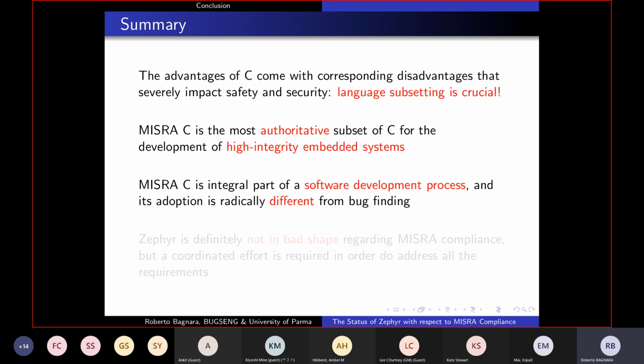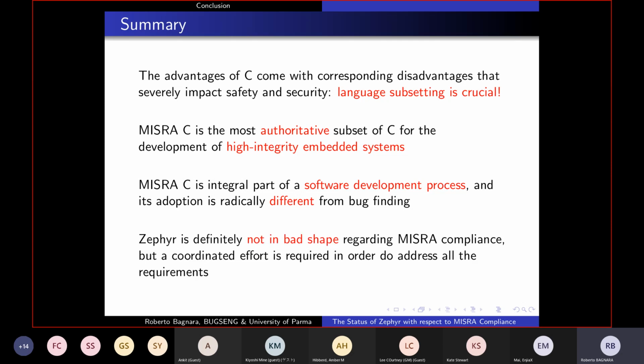Is it needed? Is it safe? Is it easy to explain to your colleague or to yourself 6 months from now that this is both needed and safe? This is the point. Zephyr is definitely not in bad shape.